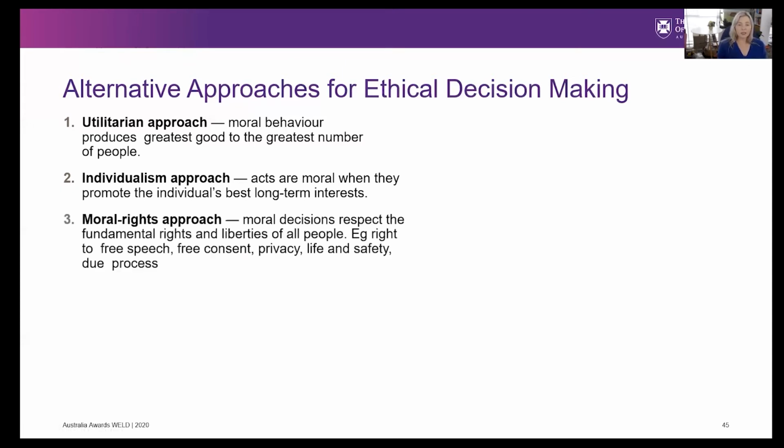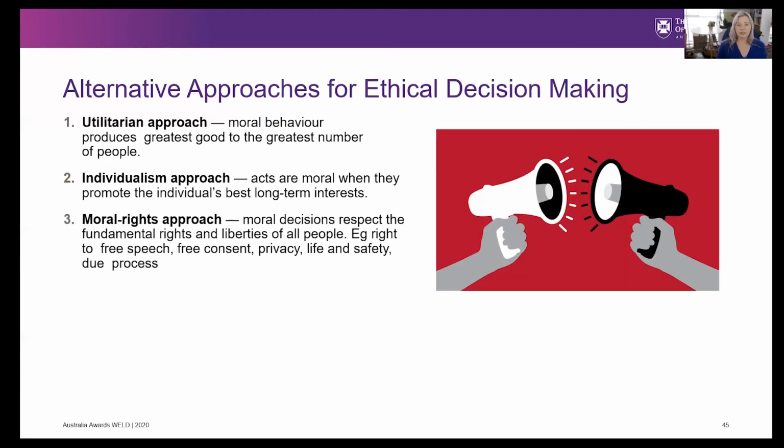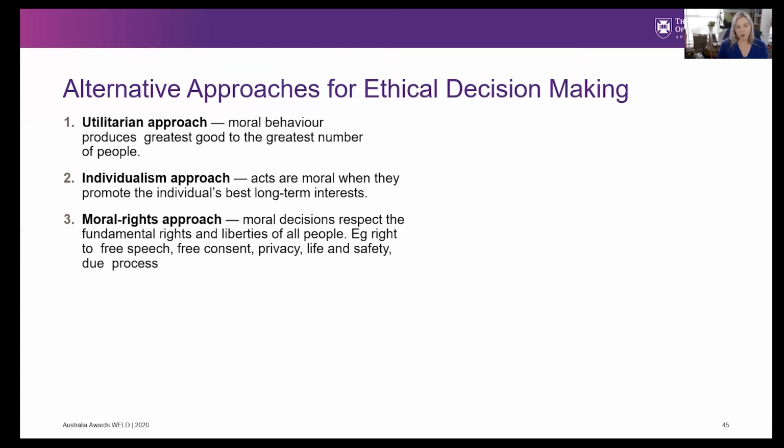The moral rights approach asserts that human beings have fundamental rights and liberties that cannot be taken away by an individual's decision. Thus, an ethically correct decision is one that best maintains the rights of those affected by it. To make ethical decisions, managers need to avoid interfering with the fundamental rights of others, such as the right to privacy, the right to free consent, or the right to freedom of speech.